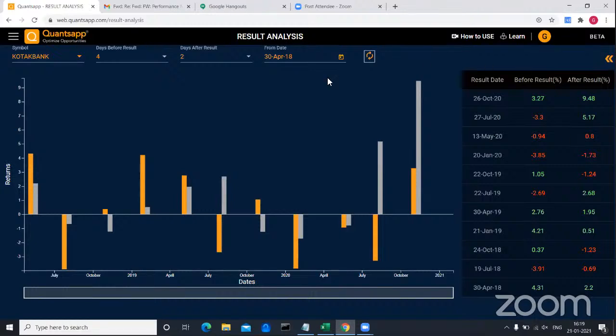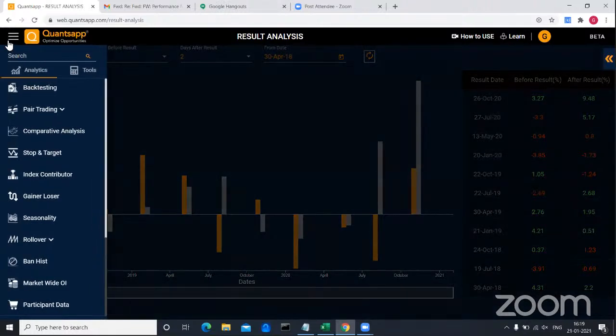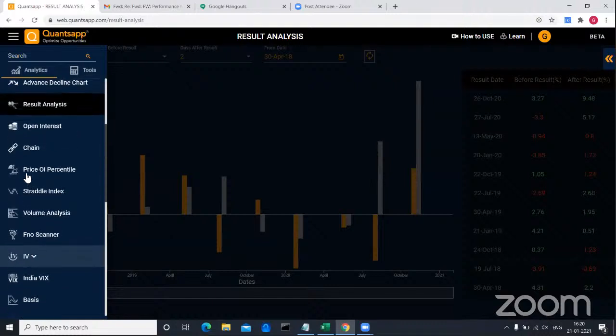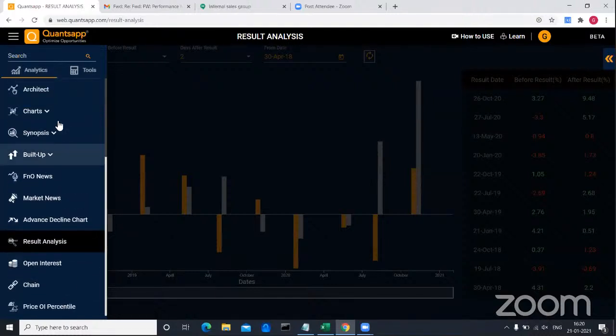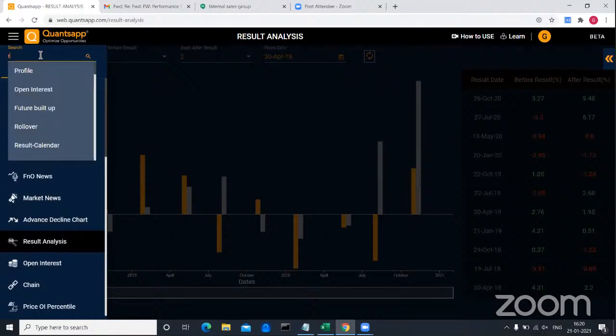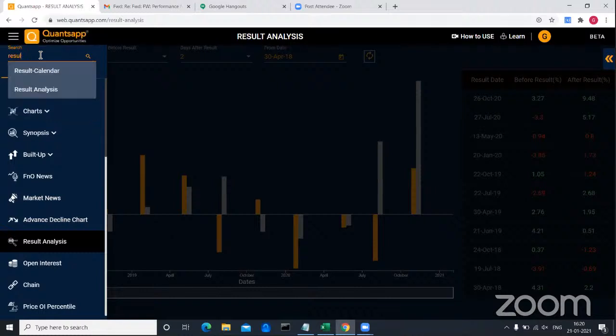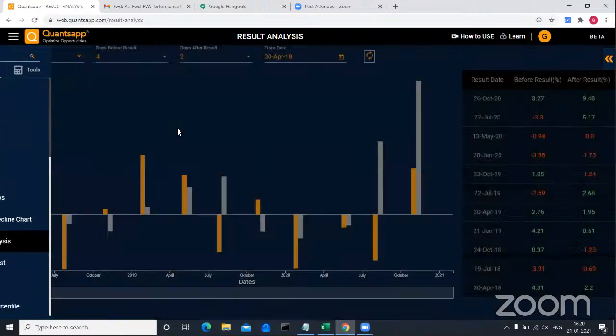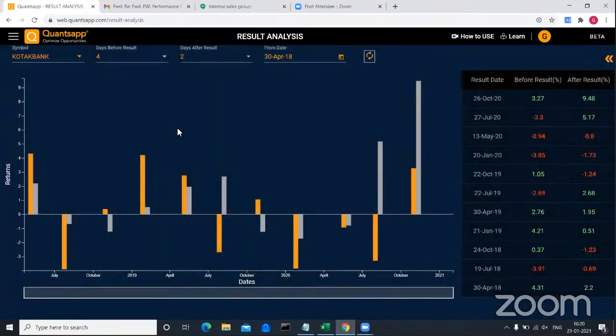And further, I'll, one second. Okay, Mr. Jayant, so there are two ways. Either you can go to this particular portion, the 3 horizontal lines, and in the analytical section, you can search for the result analysis. It's on the top only, so you can see the result analysis. And there's one more way. If you couldn't find this, you can search result analysis here, and after clicking on it, you can reach the result analysis. Now we'll see some more functionality about this particular tool.